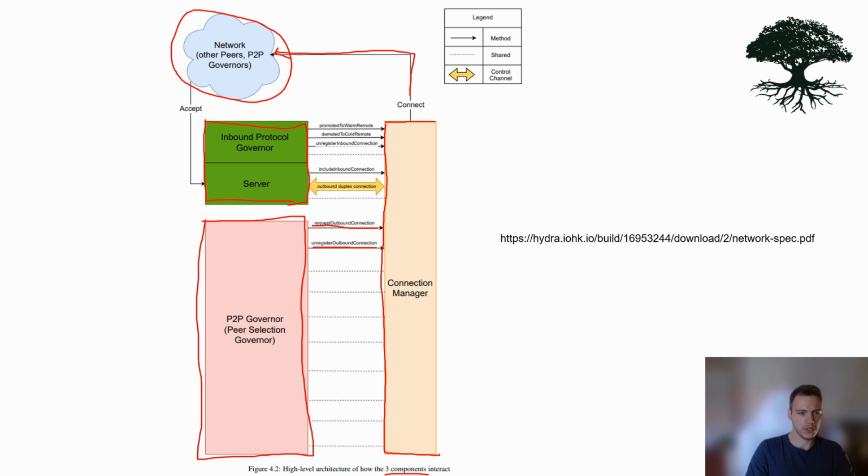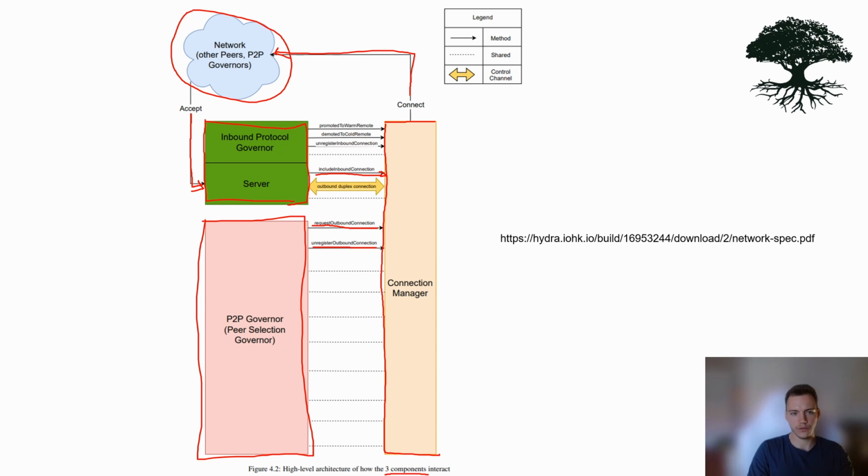On the inbound protocol governor or server component, the server component specifically is the one that accepts connections. So if a remote node sends a connection request to our node, the server component is the one that's going to accept this connection. This will be an inbound connection, and we'll pass it on to the connection manager to do the handshake and so on.